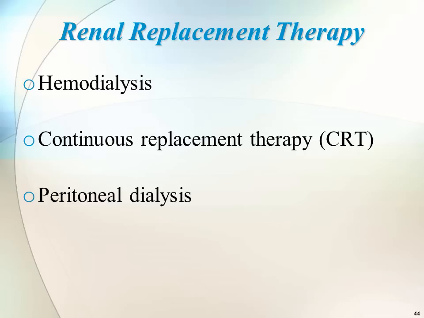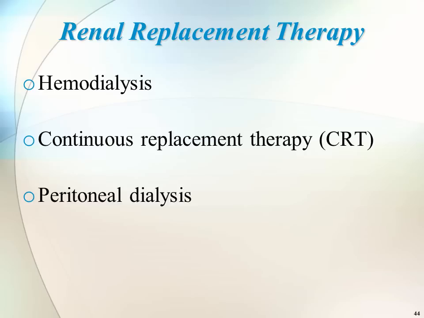Then the next thing we have is renal replacement therapy. Renal replacement therapy is actually just continuous dialysis. Dialysis is done on an intermittent basis. CRRT, continuous renal replacement therapy, is a machine that's acting like an artificial kidney, and it happens for an extended period of time.